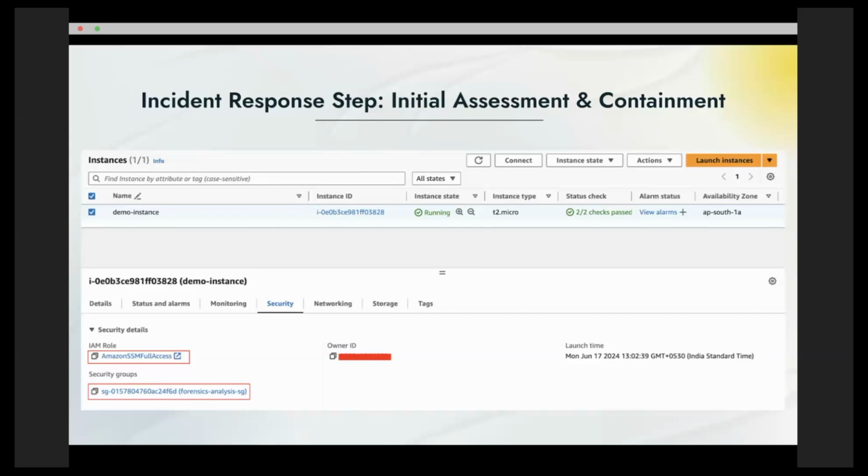So these IAM policies basically allow the SSM Systems Manager to control your instance, provided that the SSM agent is running on top of the EC2 instance. If you have deployed Amazon Linux, the SSM agent comes by default.